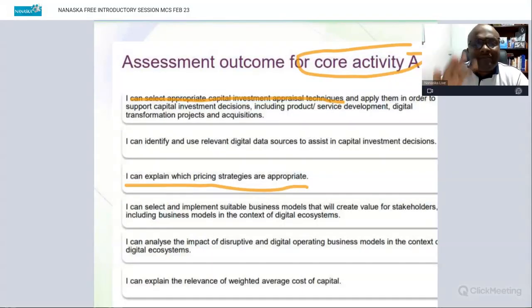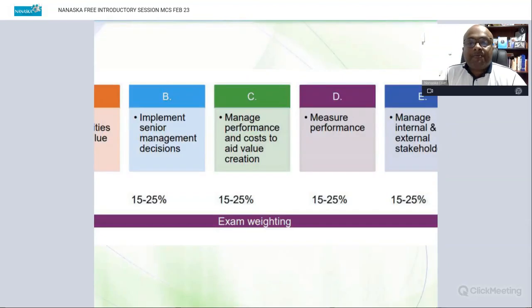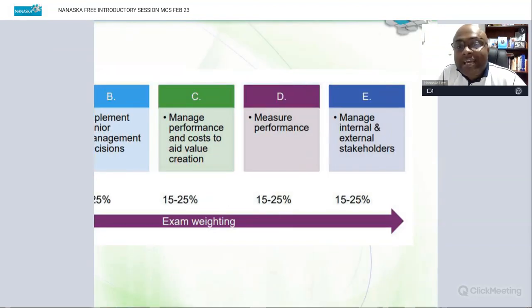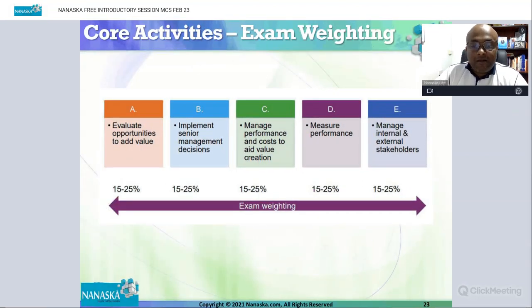Anyway, coming back. There are 5 core activities. I was looking at the first core activity and what kind of questions might come. But don't forget that the weightage of the 5 core activities is equal.